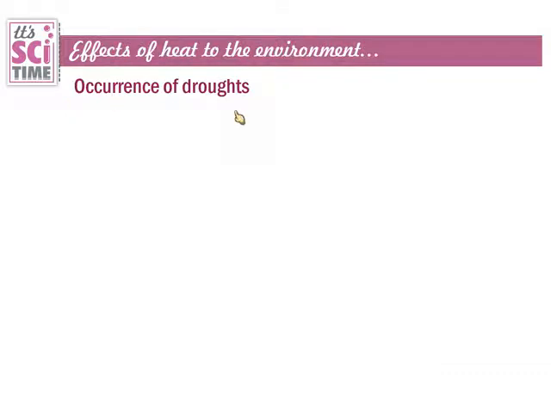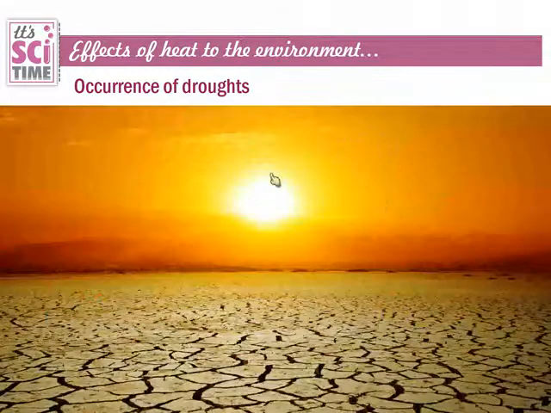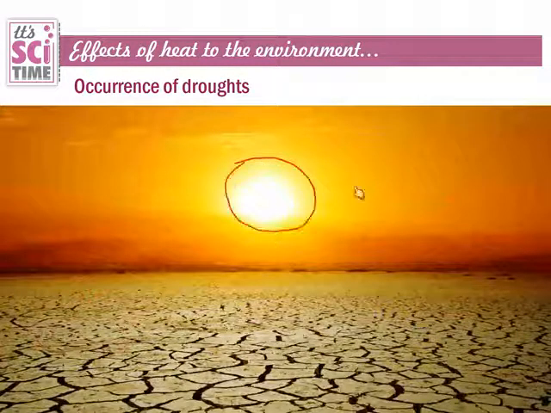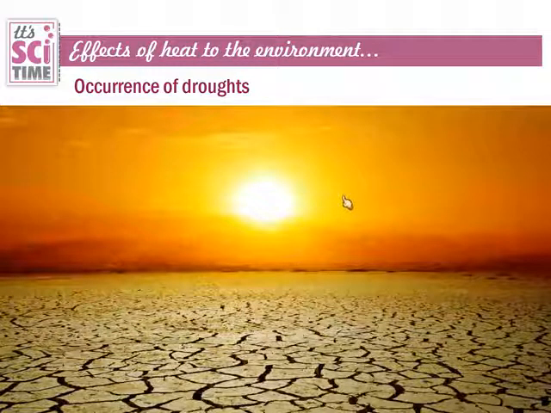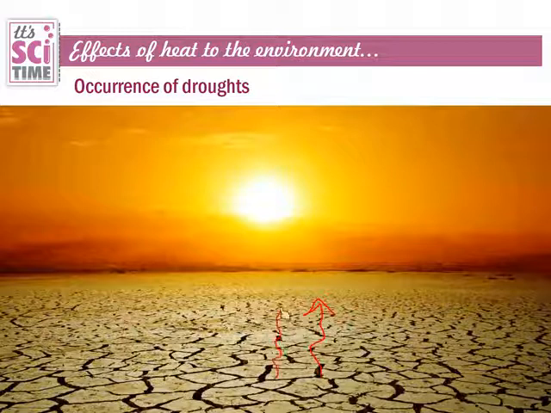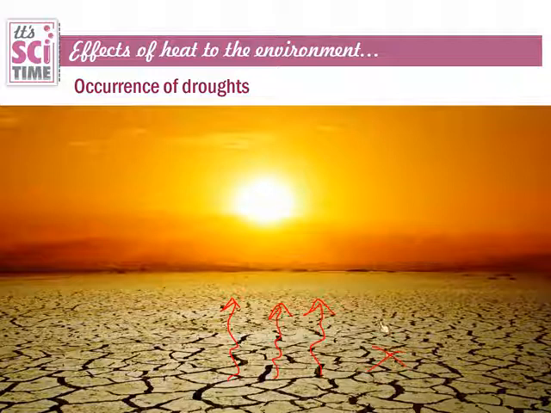The next effect is the occurrence of droughts. Look at this picture. Here also the sun's heat can evaporate water and dry up the ground. When the soil is dried up, the plants will die. When plants die, animals die. Then the area becomes a completely barren area. So with the effect of heat, droughts can occur.